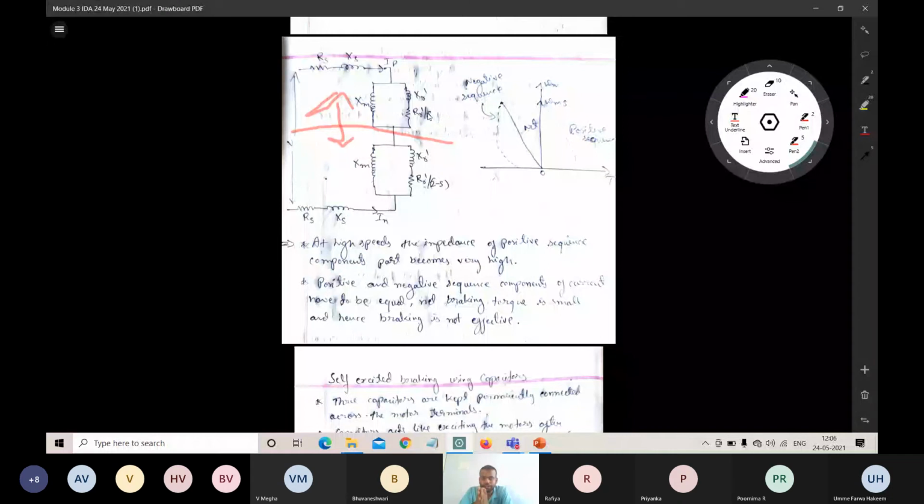So in the positive sequence, the equivalent slip will be the same as that of the fundamental slip. But in the negative sequence, the equivalent slip, with respect to the synchronous speed, will be equal to 2 minus s. So that will be written here.